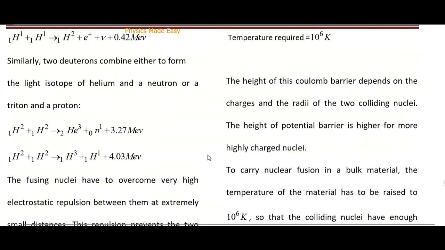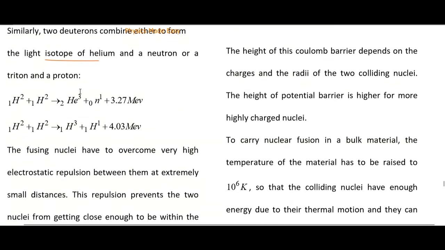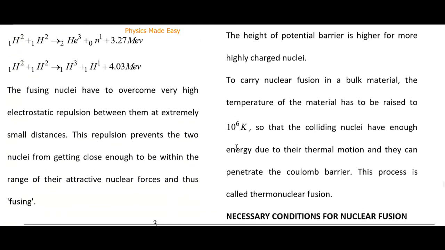Now this is the basic reaction. One proton plus one proton forms 1H2, and a positron is emitted, and energy of 0.42 MeV is emitted. Similarly, two deuterons combine either to form a lighter isotope of helium and a neutron, or tritium and a proton. Let us see this. 1H2 plus 1H2 combine to form 2He3, a neutron, plus 3.275 MeV energy. Then one deuteron and one deuteron combine, tritium 1H3 and a proton are formed, and 4.03 MeV of energy is released.